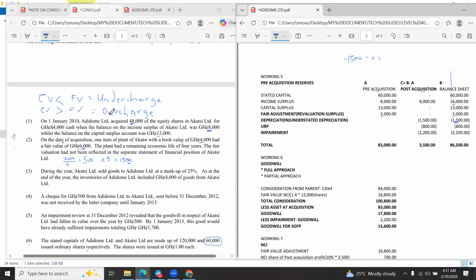Because there will be a situation whereby they will tell you your book value was 6,000. What you recorded in your book was 6,000. But when they went to the market, the item is actually 4,000. With that, it means that your fair value adjustment will be a negative figure, and then your depreciation will rather be a positive figure. We'll solve a question like that, don't worry.